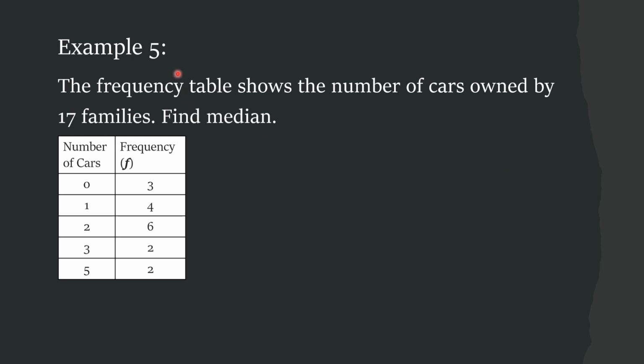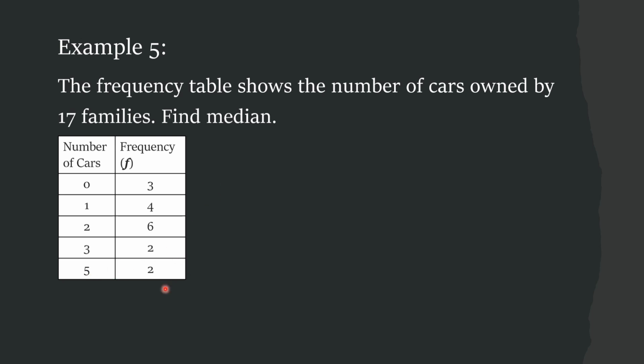Example 5. The frequency table shows the number of cars owned by 17 families. Find the median. On the first column, given are the number of cars with the corresponding number of families in the second column. There are 3 families with no car, 4 families with 1 car, 6 families with 2 cars, 2 families with 3 cars, 2 families with 5 cars.